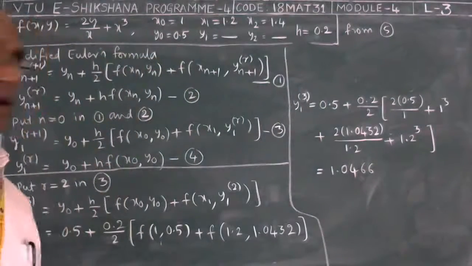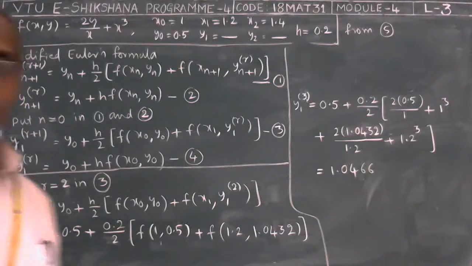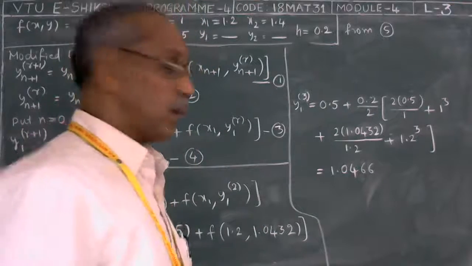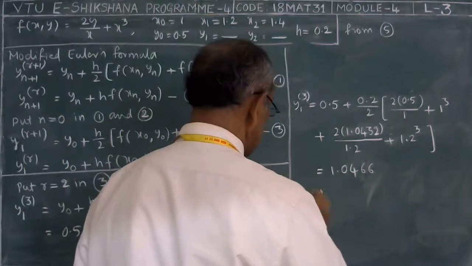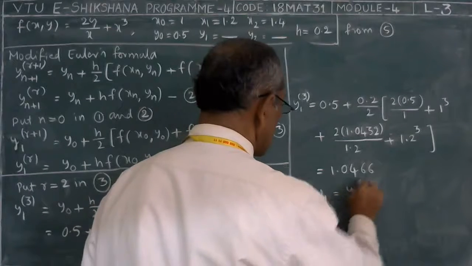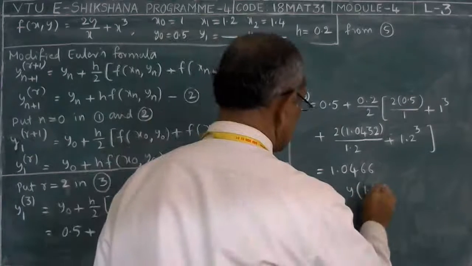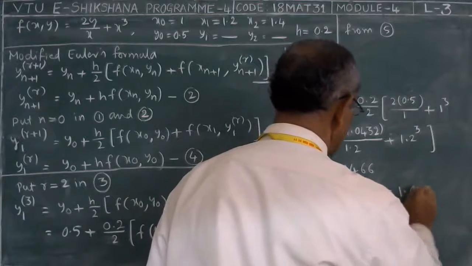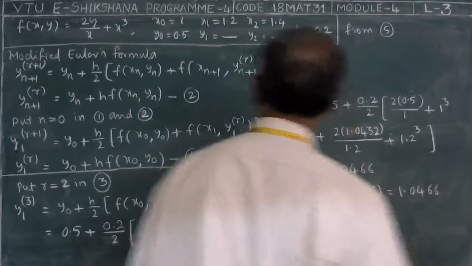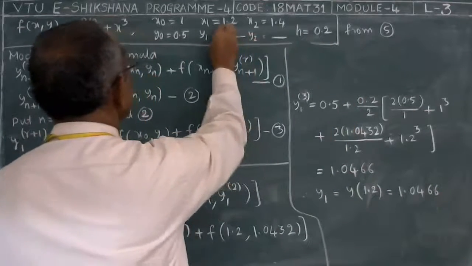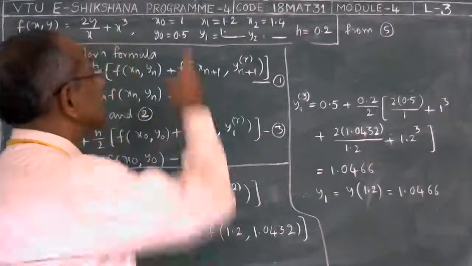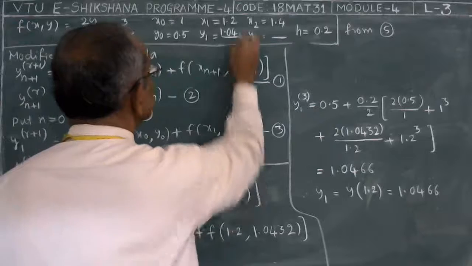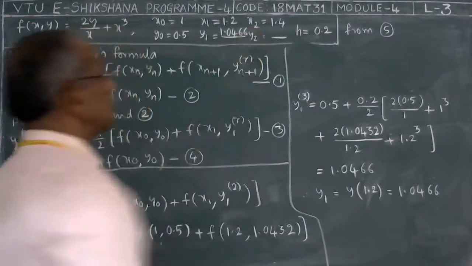So we have to stop here because the question is to carry out only 3 iterations at each stage. At this stage, 3 iterations are over. So we conclude that y1 is equal to the value of y at x is equal to 1.2, which is 1.0466. We can take this value of y at x is equal to 1.2 as 1.0466 up to 4 decimal places.